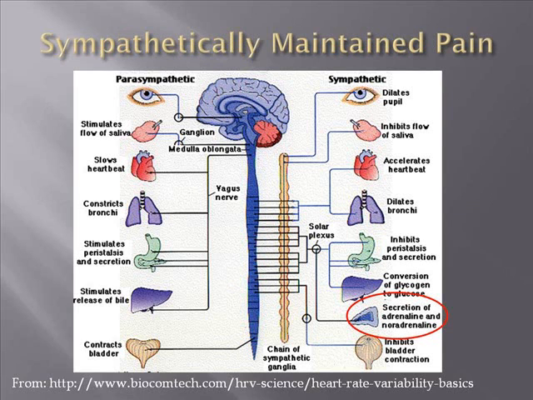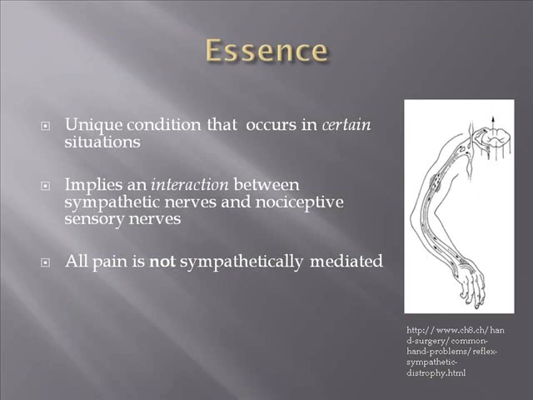I would like you to focus on the sympathetic nervous system, and near the bottom you will see the mention of the secretion of adrenaline and noradrenaline, which happens with sympathetic stimulation, and that will be important as we discuss the mechanisms of sympathetically maintained pain.